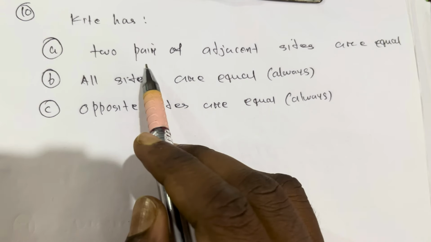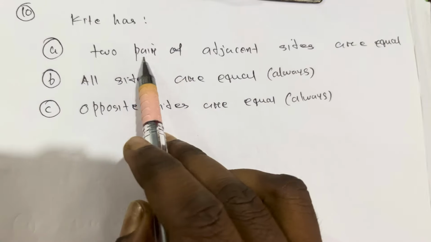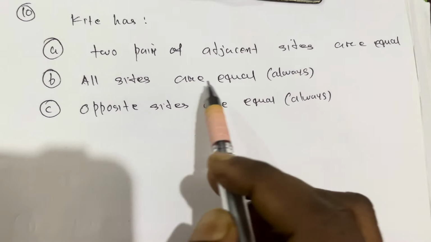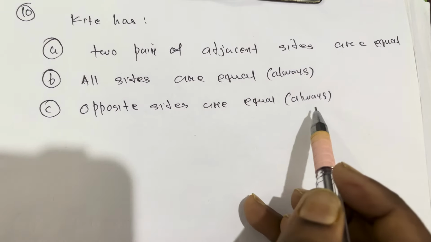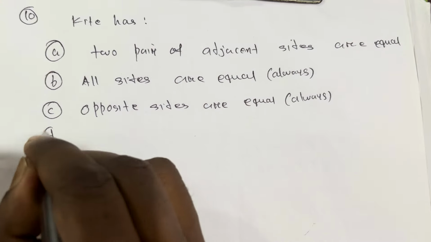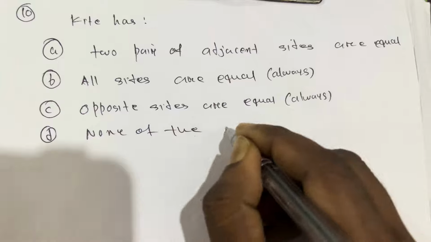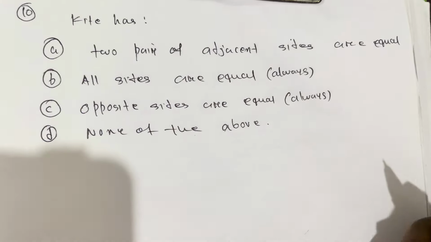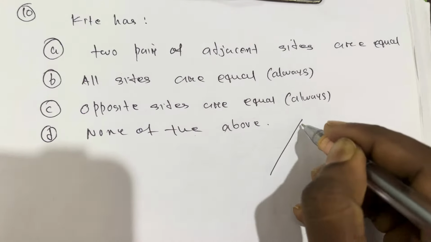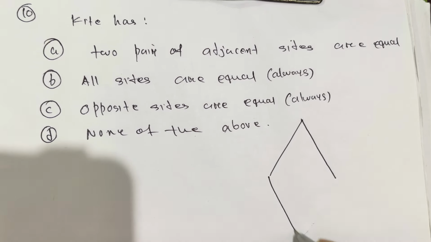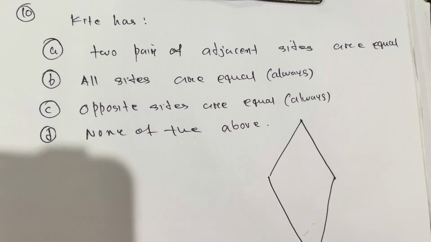So question number 10, a kite has: two pairs of adjacent sides are equal, all sides are equal always, opposite sides are equal always, D none of the above. So this is very easy. Kite, so what do you mean by kite? Suppose this is a quadrilateral, this type of quadrilateral is called a kite.